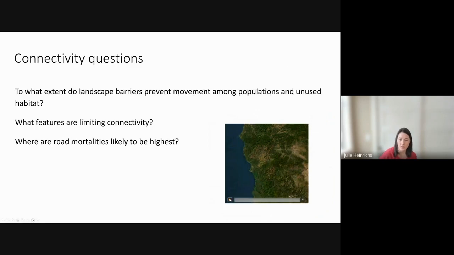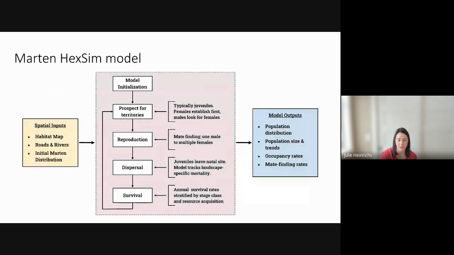So one of the questions we were looking at is, to what extent do landscape barriers prevent movement among populations and to unused habitat? What are the features in particular that are interrupting? And if we were to intervene on roads and help by providing some sort of support for navigating roads, where should we do that? We created this model, which I won't go into, but we'll talk a little bit about dispersal here.